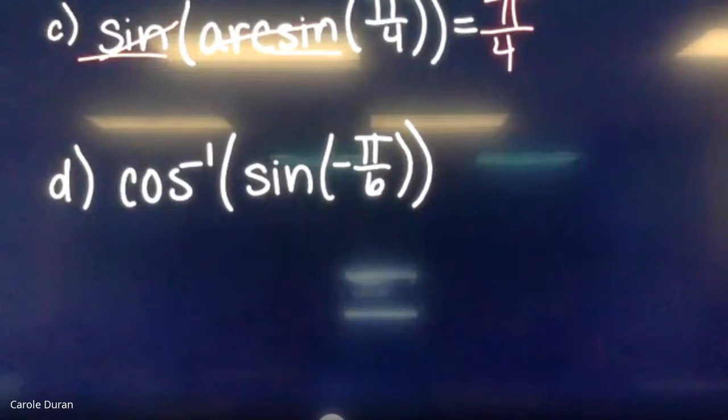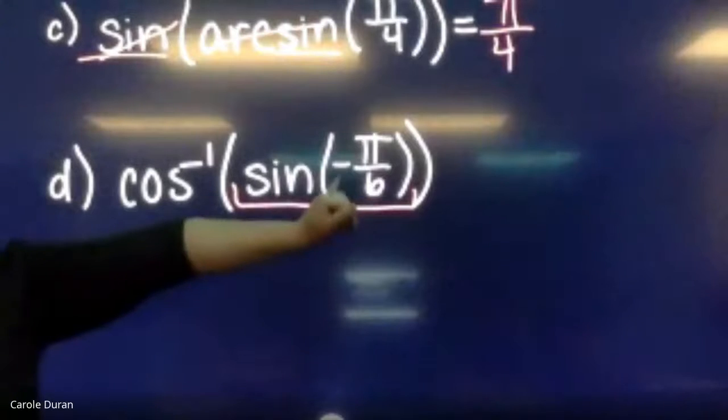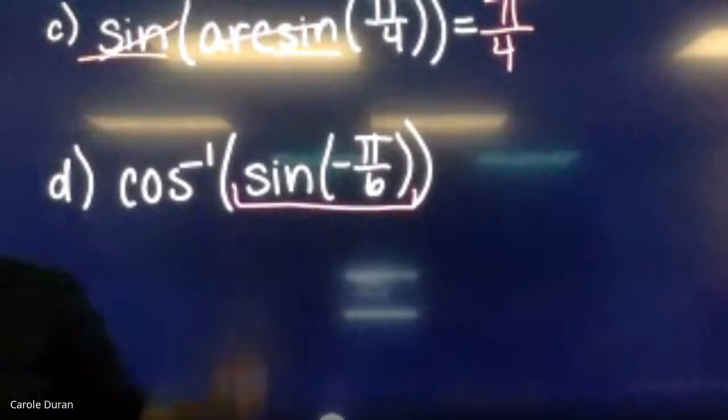So this one is the same idea as example B that we did, but it's kind of in reverse order. This time I'm taking the cosine inverse of sine of negative pi over 6. My process is still the same. I have to solve the inside first. So that means on my unit circle, or on the chart on the back of my unit circle, I'm going to go to the angle negative pi over 6 and figure out what my sine value is.